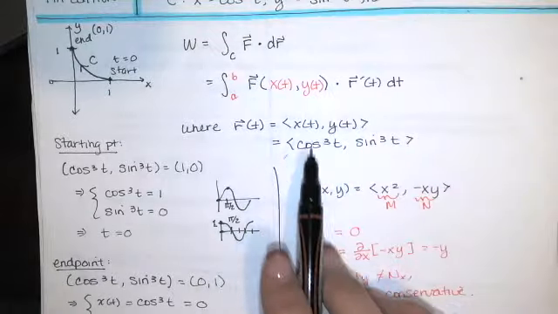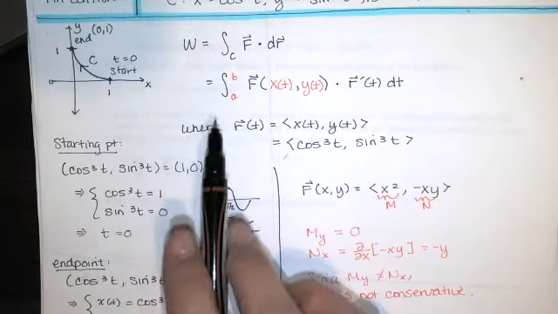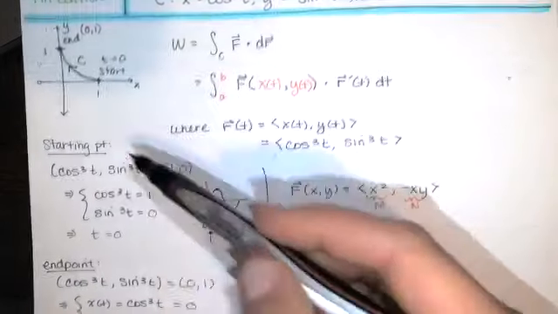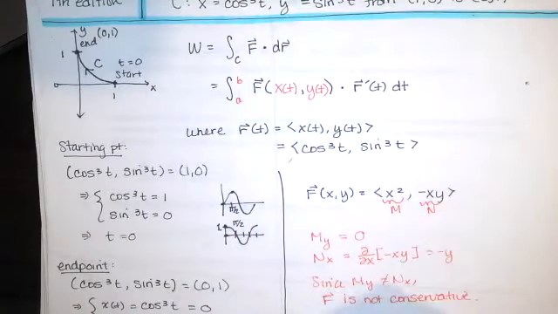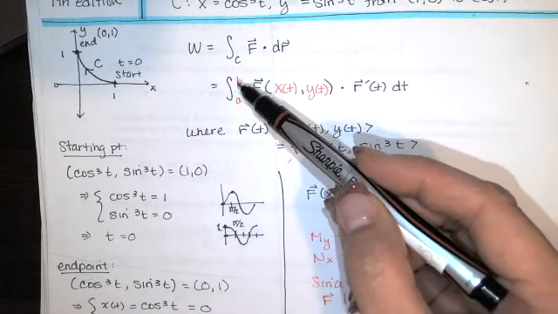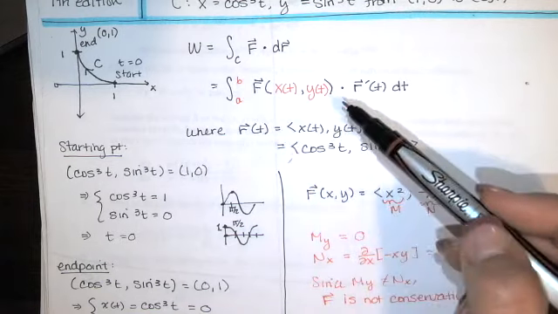But it's really not that bad because they already gave us the parameterization. We were able to infer t equals 0 and t equals pi over 2 from the starting point and ending point that they gave us. So all we have to do now that we know that this is 0 and that's pi over 2, is find the field in terms of t and find r prime of t. You can do that in any order that you want.